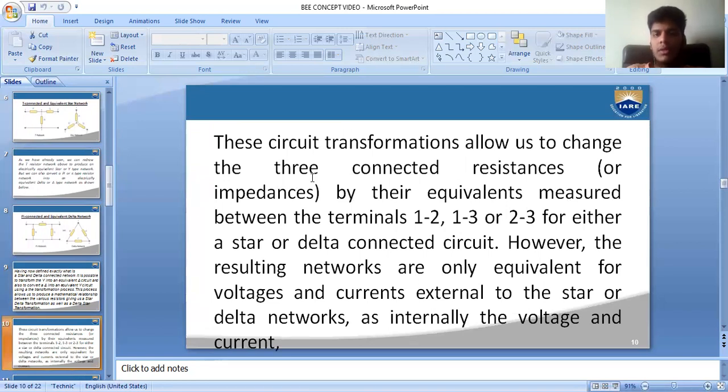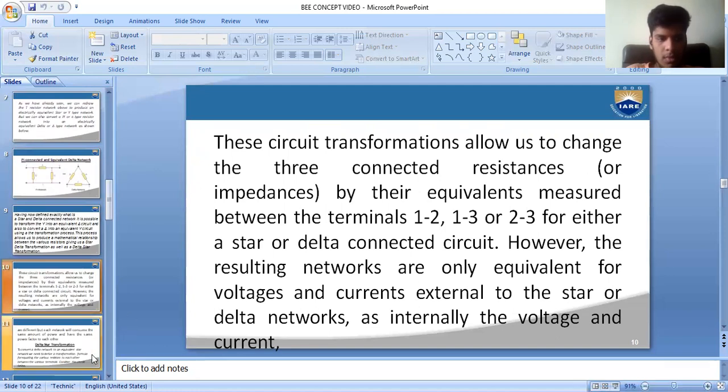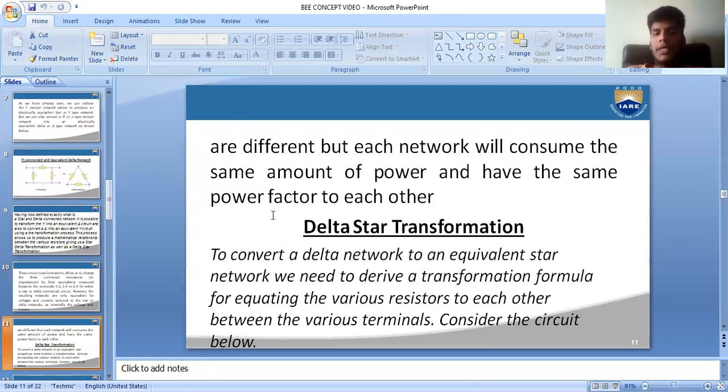These circuit transformations allow us to change the three connected resistances or impedances by their equivalent measured between the terminals 1 to 2, 1 to 3 or 2 to 3 for either a star or delta connected circuit. However, the resulting networks are only equivalent for voltages and currents external to the star or delta networks, as internally the voltage and the current are different, but each network will consume the same amount of power and have the same power factor to each other. So as I have said earlier, the term equivalent is mentioned.